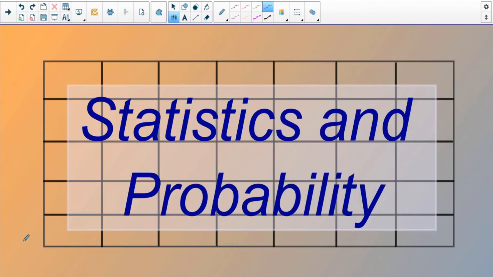We're going to look at statistics and how that interacts with probability in this video. So what we're going to take a look at is just the interaction between these two, and how we can pull out percentages and proportions and ratios and see what that tells us about the data.